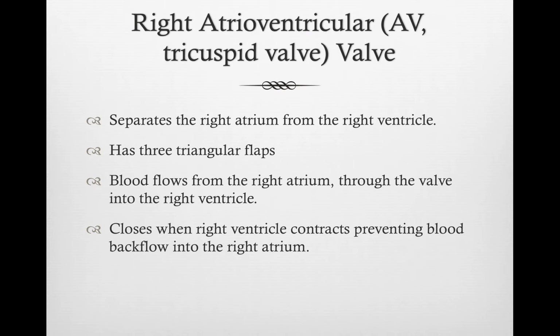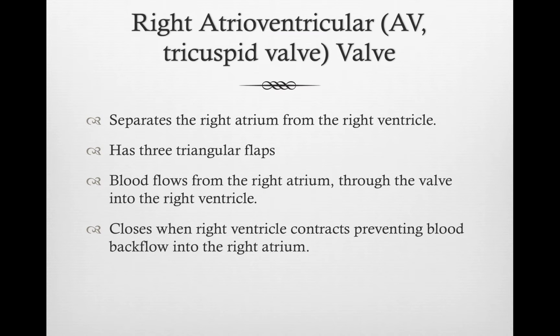Now, once blood is pumped out of the right atrium, it must pass by the right atrioventricular valve. The right atrioventricular valve is also known as the tricuspid valve. And this is that valve meant to block backflow into the right atrium. And it separates the right atrium from the right ventricle, so it makes a nice kind of clear demarcation between these two structures.